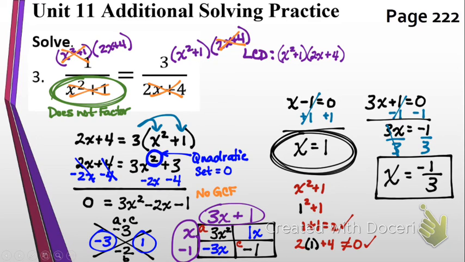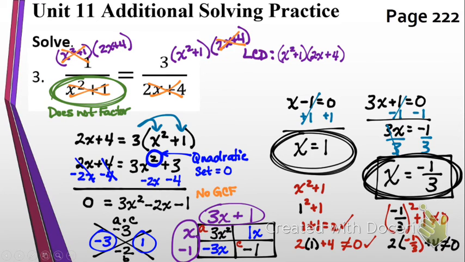Will this make either one of my denominators a 0? No. If I square -1/3, it's not going to become a -1. Oops, I wrote half. That's not equal to 0. 2 times -1/3 plus 4 is not equal to 0. So we are good with both of these answers.